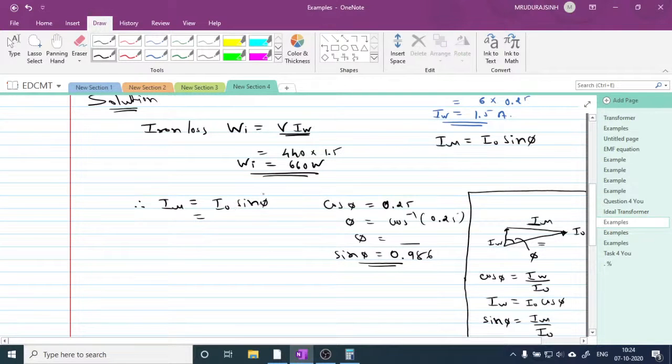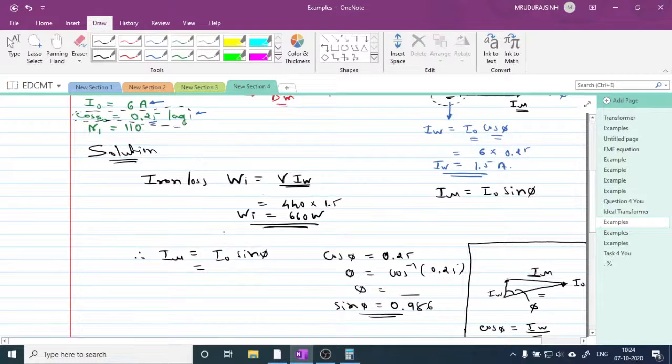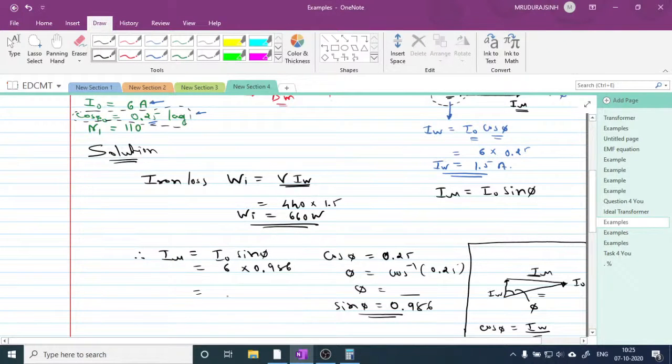I0 is 6 ampere, sin phi is 0.986. So we can get I mu: 6 into 0.986 gives us 5.916. So we'll take it as 5.92. So 5.92 ampere of magnetizing current will flow.